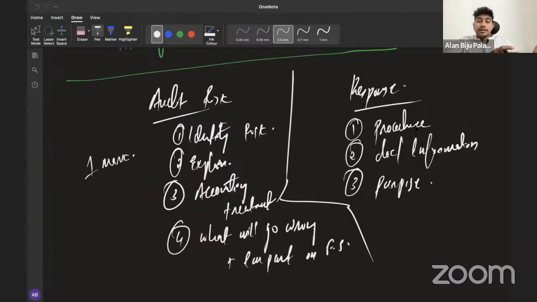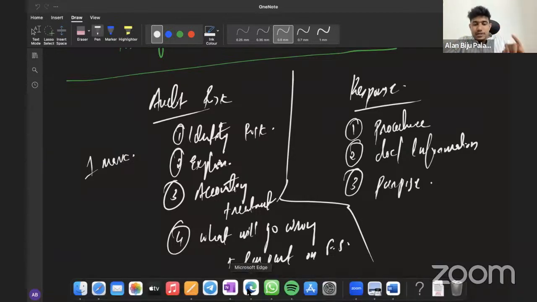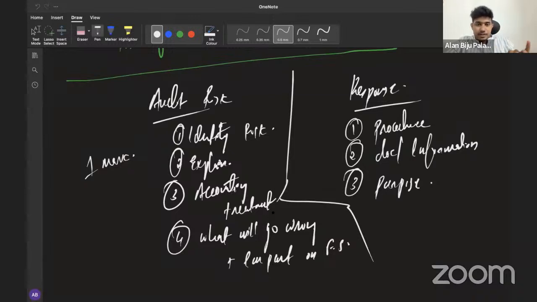So this is what we needed to write as the risk and response. Whenever you write a response, remember: there must be a procedure, there must be the information needed from the document, and there must be a purpose. And if you have clearly mentioned all of this, you will be getting 1 mark for the risk as well as 1 mark for the response part.